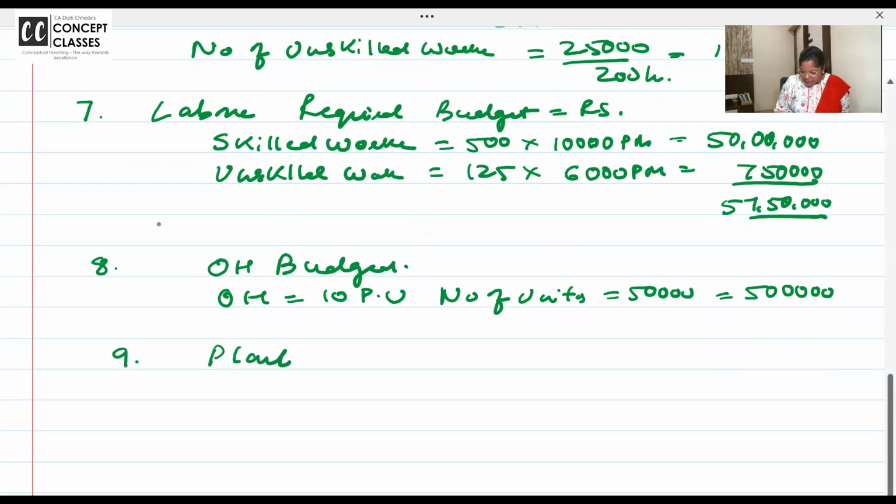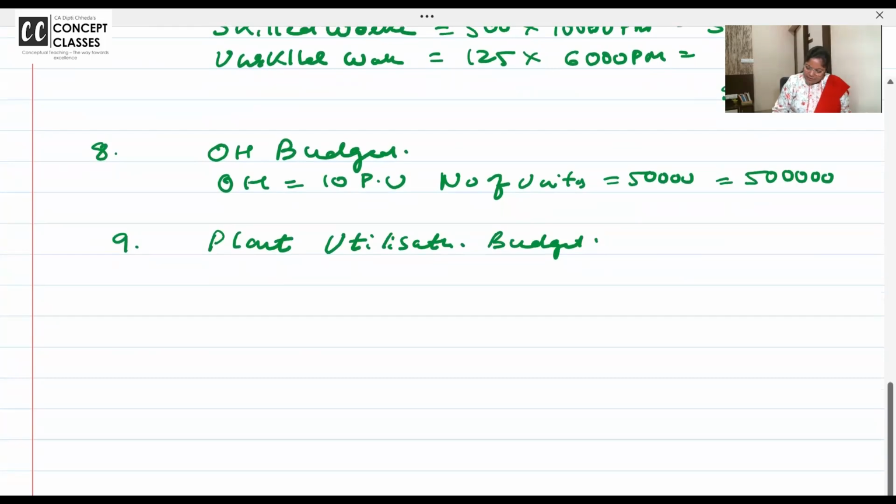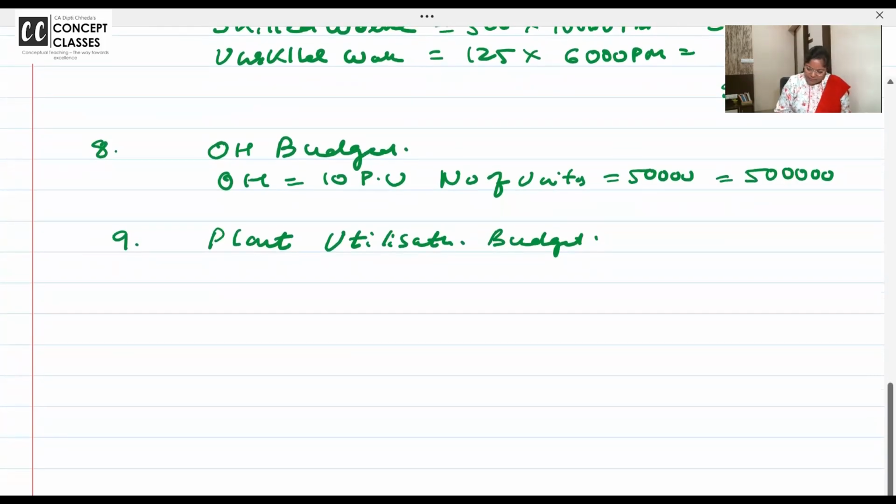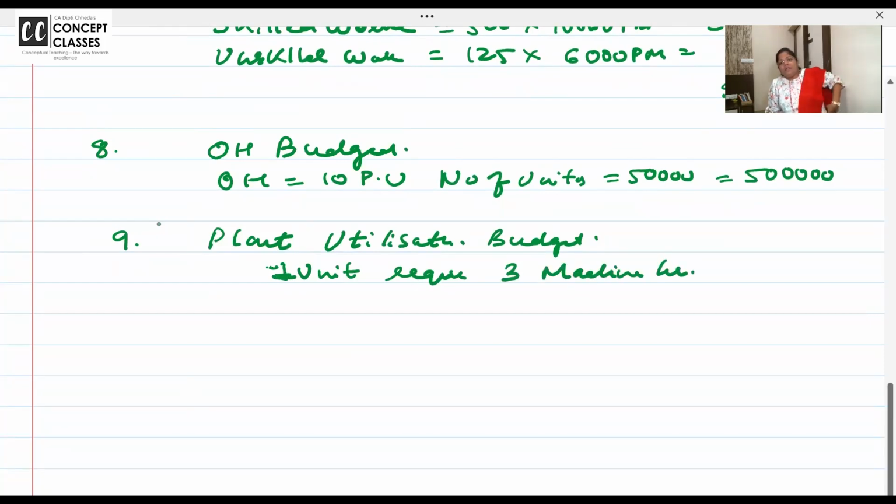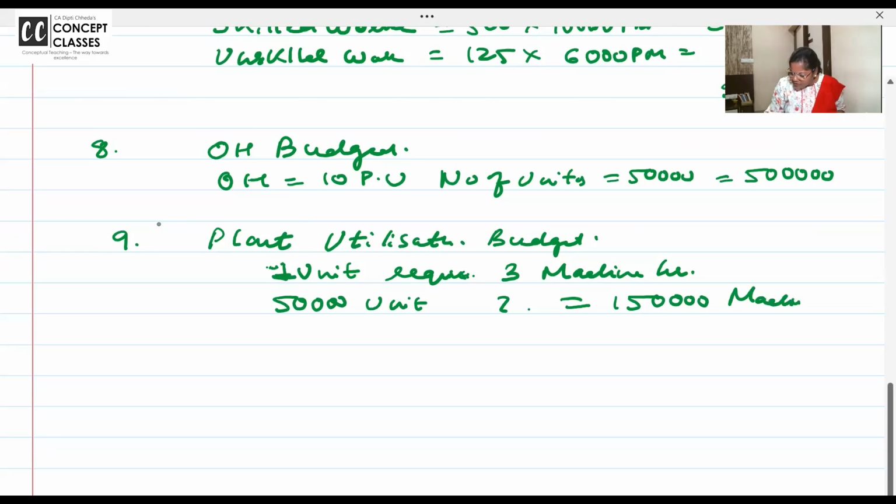Then you also have plant utilization budget. You know how many machine hours are required? One unit requires 3 machine hours, just a random example. Machines also do work, right? So one unit requires 3 machine hours. We are going to make 50,000 units. How many machine hours are required? 1,50,000 machine hours.